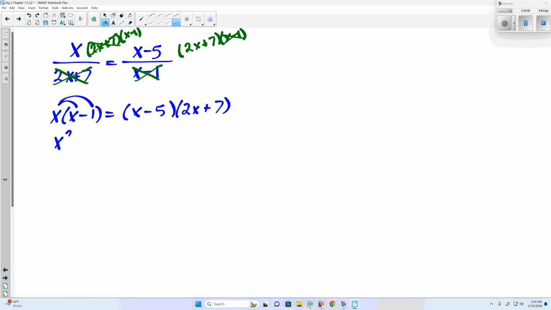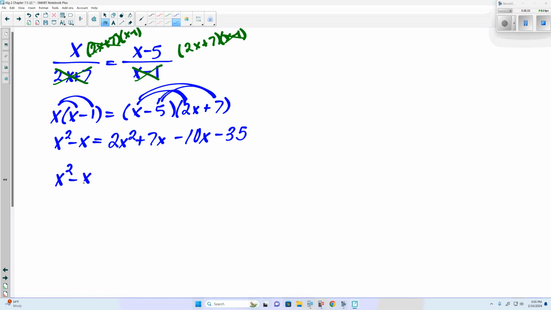X times x is x squared. X times negative 1 is negative x. Here, we're going to distribute x times 2x, 2x squared. X times 7 is plus 7x. Distribute the 5, 5 times 2x, and then, yes, 10x, and it would be negative 5, negative 5 times 7, minus 35. Now at this point, we can combine like terms. These up, 2x squared, minus 3x, minus 35, yes?